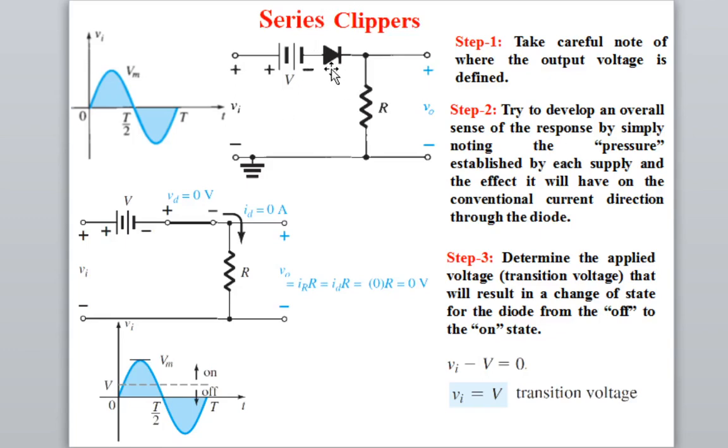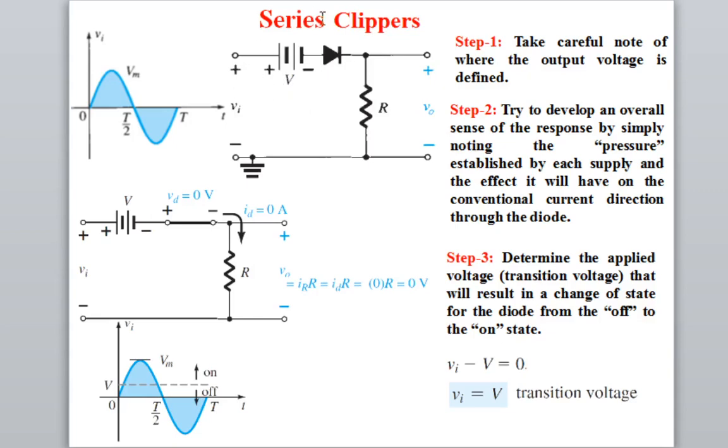So at what voltage is the diode changing its state from forward bias to reverse bias, or from conducting state to non-conducting state? That particular voltage is known as the transition voltage. So in the third step, you have to determine the transition voltage, and this is very important. Determine the applied voltage, the transition voltage, that will result in a change of state for the diode from the off to the on state.